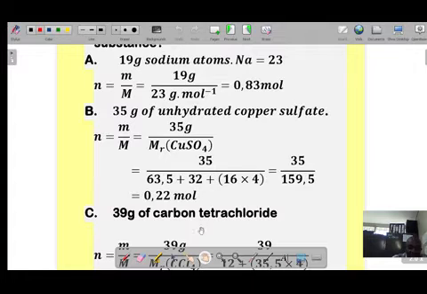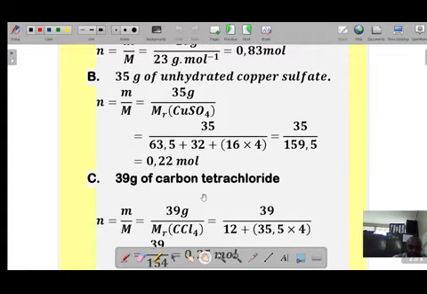What about the number of moles in 39 grams of carbon tetrachloride? Now this carbon tetrachloride, it's like this one here. Let me show you something here. It's given by C, and then chlorine, that is Cl. Because of that tetra, there are 4 of them. In other words, we have one carbon atom here, surrounded by 4 chlorine atoms.